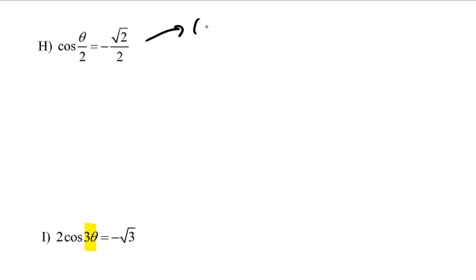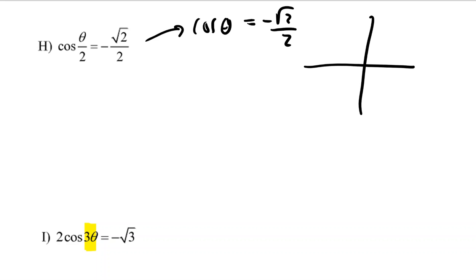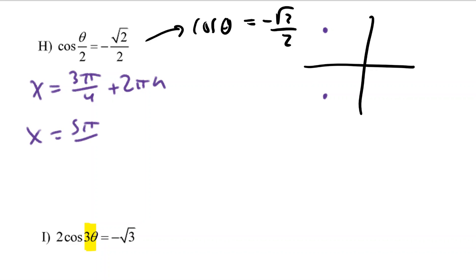So in our notes, I had suggested that you temporarily pretend like it's just a regular old theta, ignore that it's over 2 for a second, then work it as normal, and you go and say cosine is negative square root of 2 over 2 at 3 pi over 4 and anything coterminal to it, and 5 pi over 4 and anything coterminal to it.